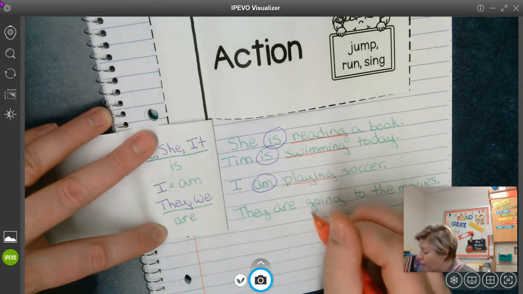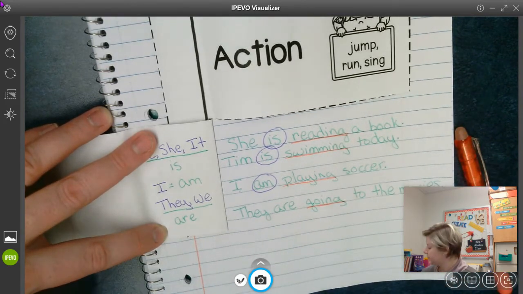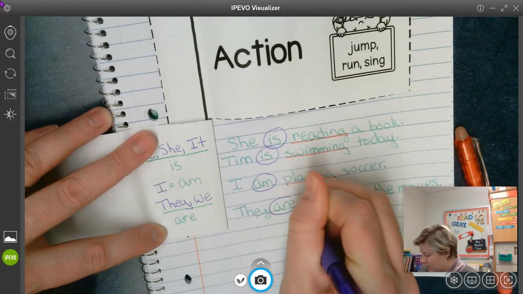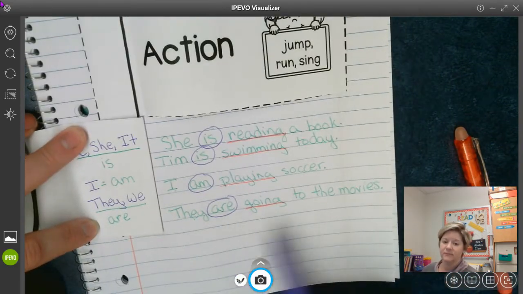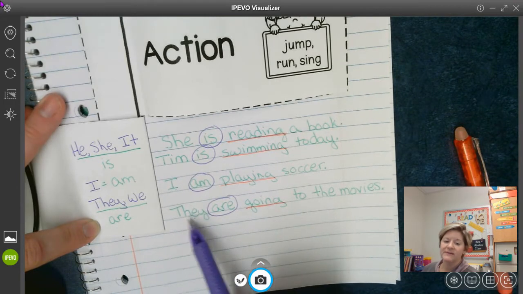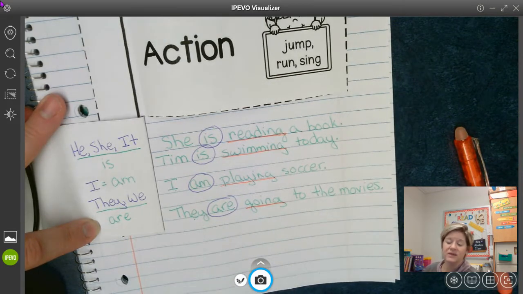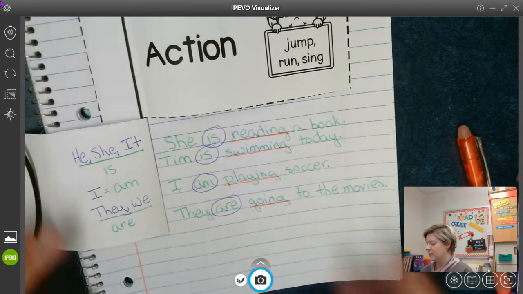So what are they doing? They're going. Going is my action verb. They're going. You can go. I'm using the word they, so my linking verb is are. I can't say they going to the movies, right? That doesn't make any sense. They are going to the movies. And the same rule applies here as up here. So if instead of saying they, I had Johnny and Susie are going to the movies, well, Johnny and Susie, they would be a they, right? So that's how I know to use the word are. All right.